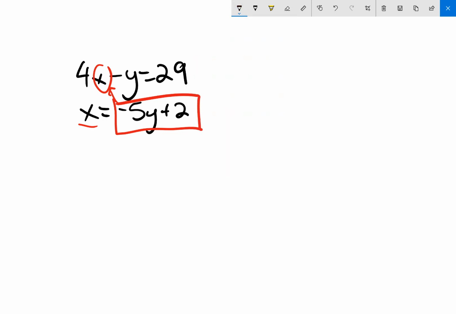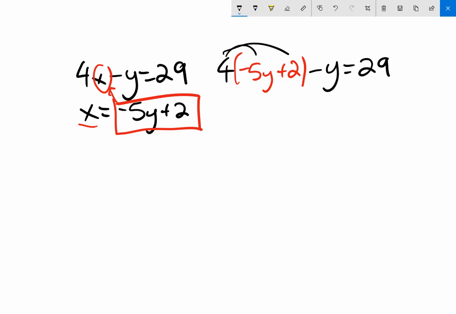So the equation is 4, but instead of multiplying it by x, I'm going to multiply it by negative 5y plus 2. The rest of the equation stays the same. The minus y is still there, and the 29 is still there. I just plugged in negative 5y plus 2 for x. So now I have no x anymore. My equation is just full of y's, and that's good because I can work this out and solve for y.